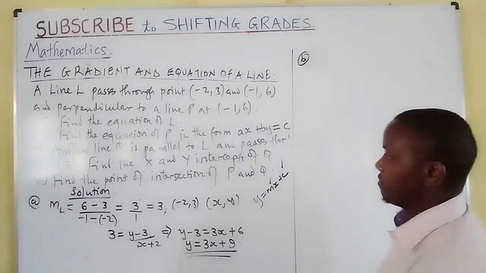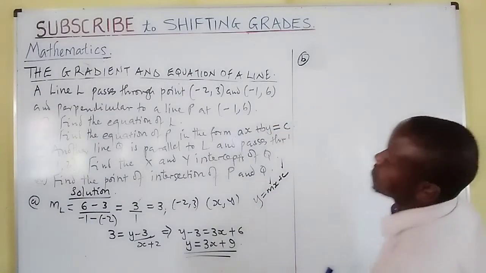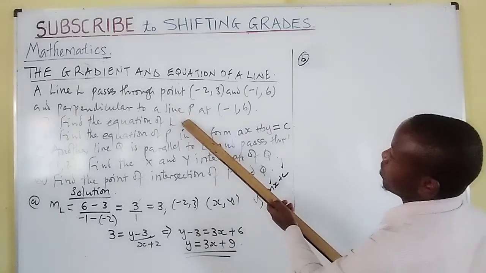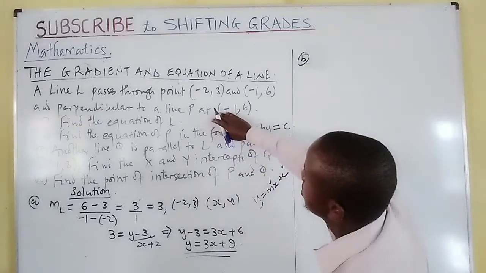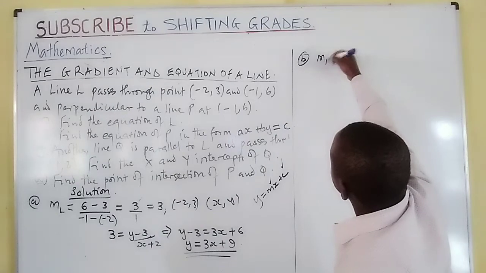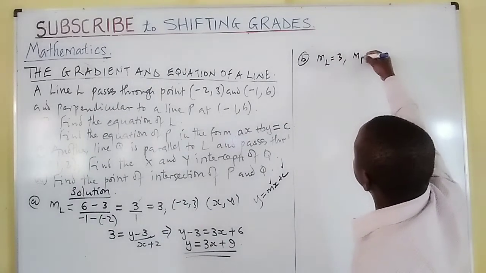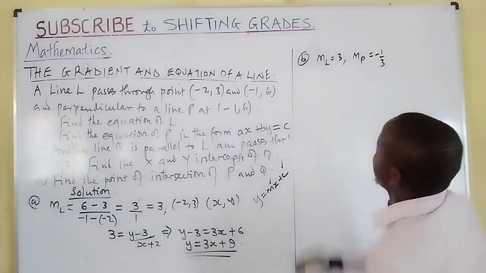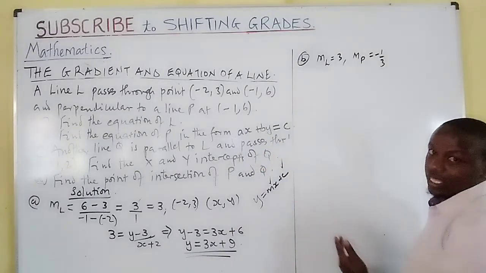Part B of the question: find the equation of P in this form. Now, P is perpendicular to L at this point. Therefore, if the gradient of L is 3, then the gradient of P will be the negative reciprocal: the one with a negative now becomes one without a negative.